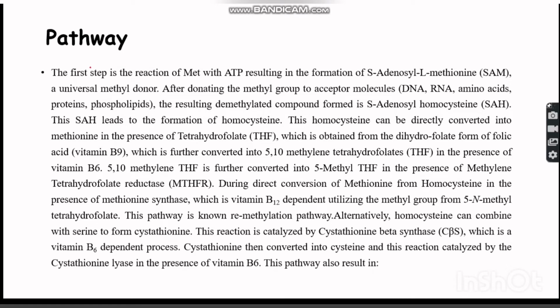So this is the pathway, the full steps that are involved in the pathway. If you want to read it, you can pause the video and read it, or you can take a screenshot of it and then read it later.